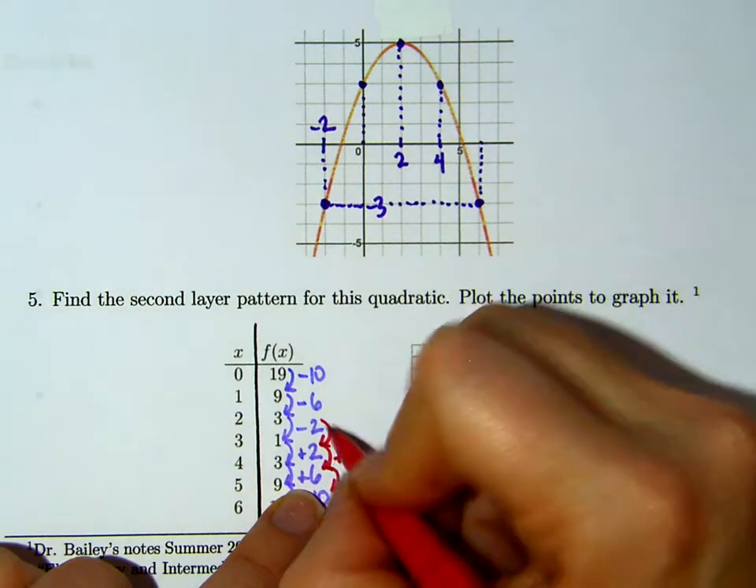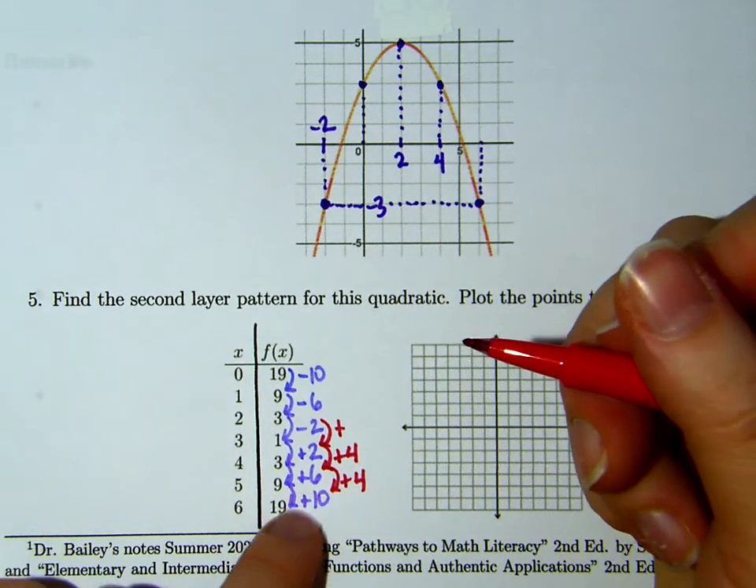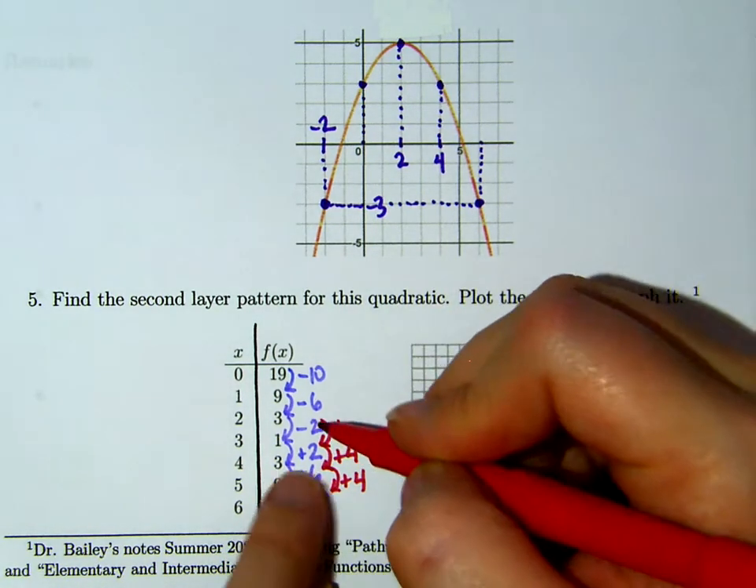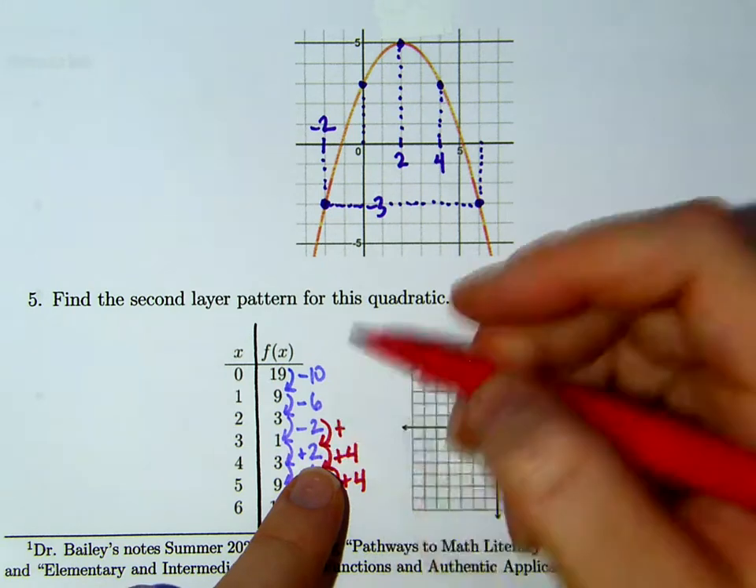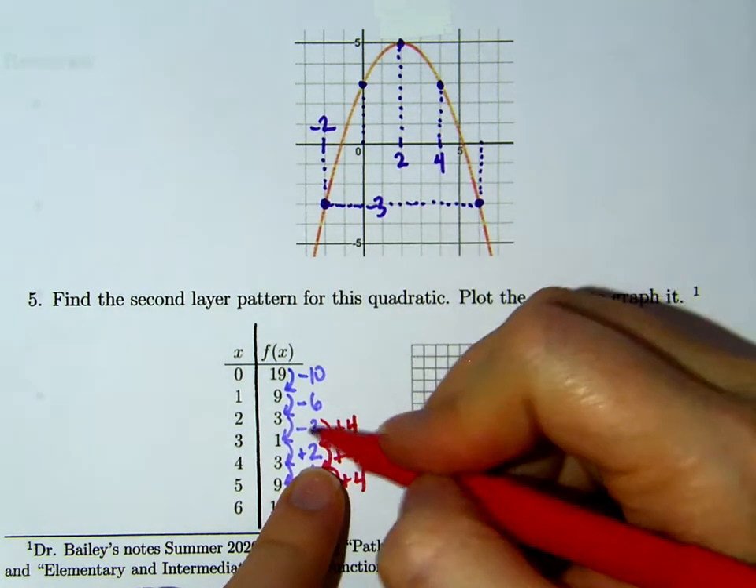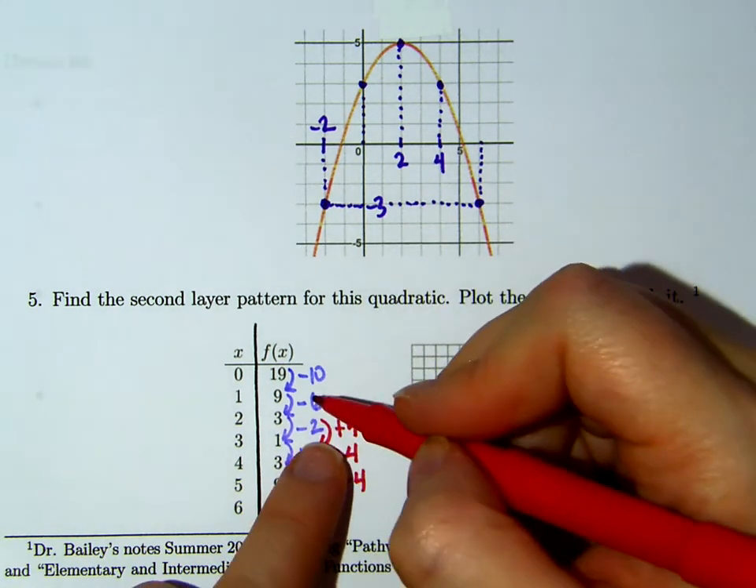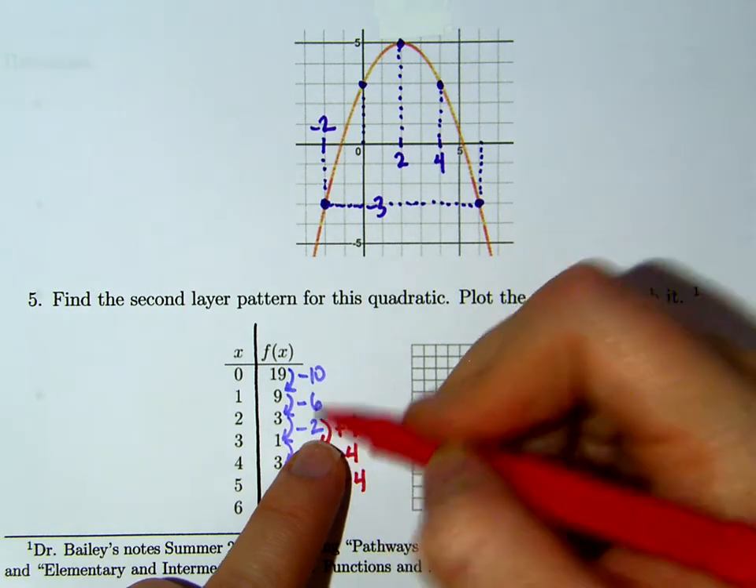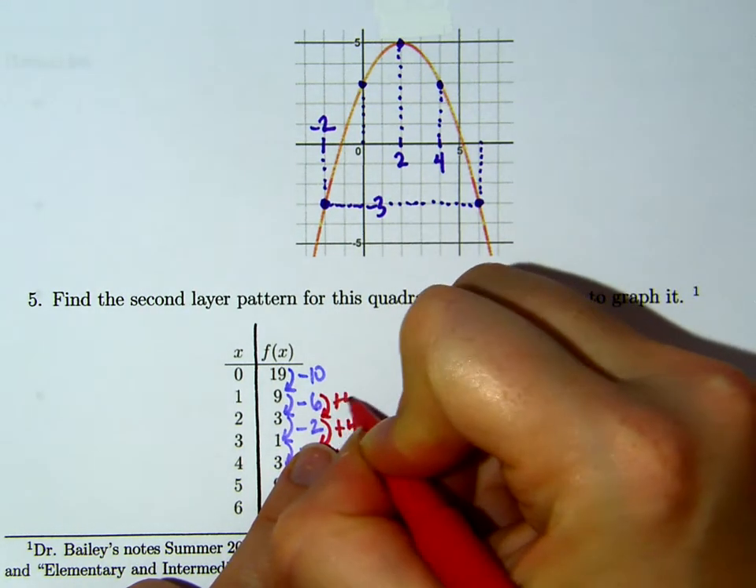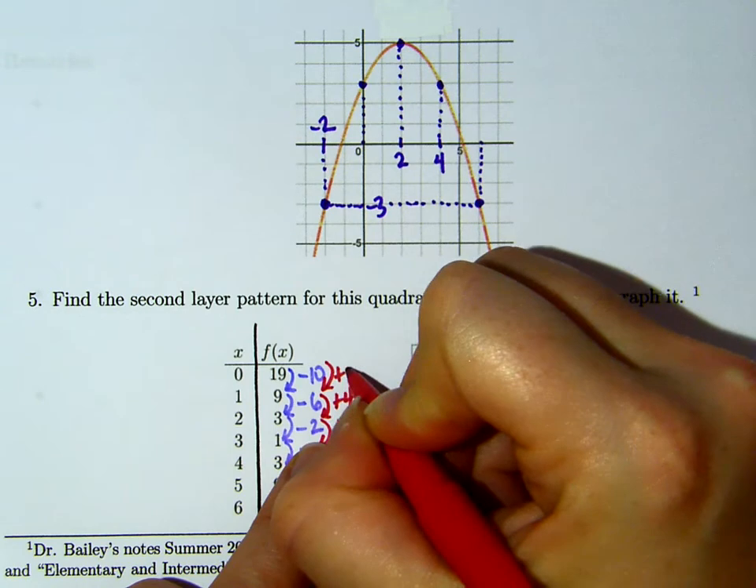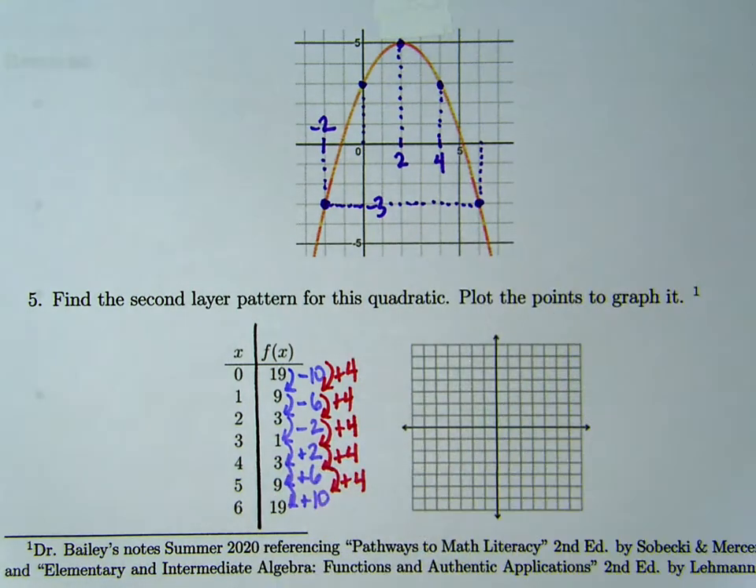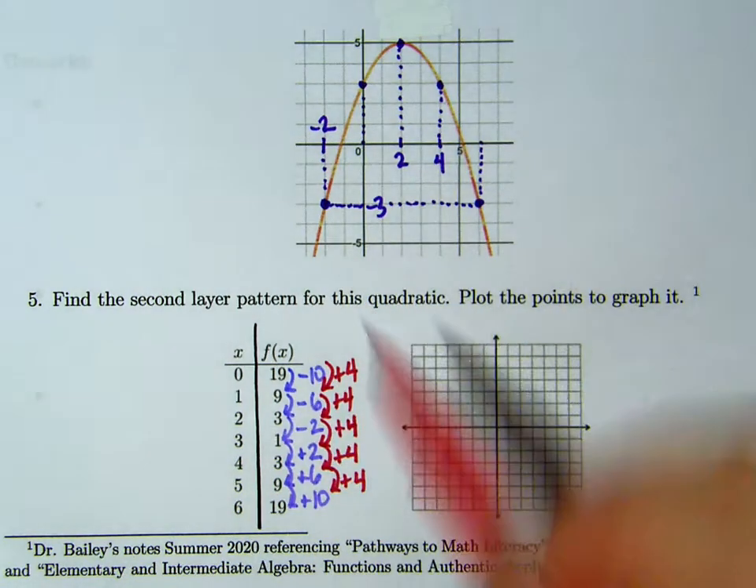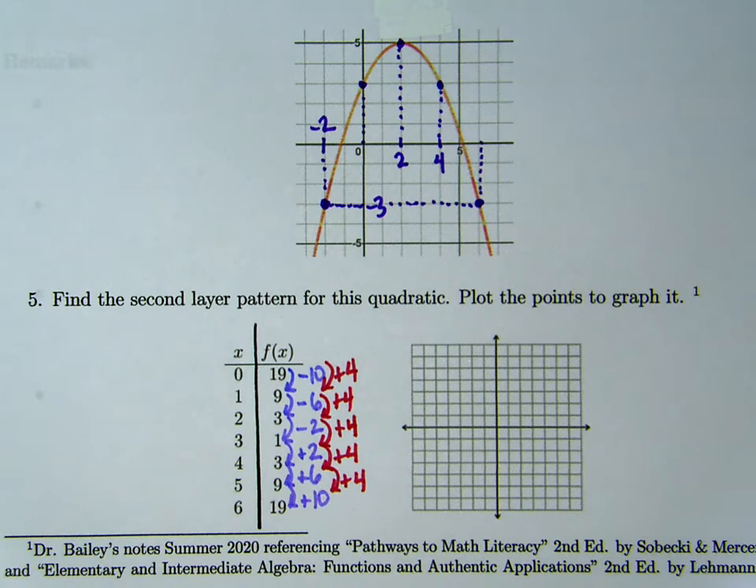From -2 to +2, that is add 4. -2 plus 4 makes 2. -6 plus 4 makes -2. So there truly is a second layer pattern here. Find the second layer pattern: +4, +4, +4. Plot the points to graph.